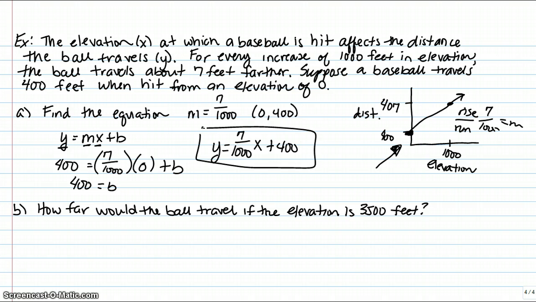That's the equation. We can use that equation to figure out the second part. How far would the ball travel if the elevation is 3,500 feet? Now remember, elevation is x, so they're telling me that that's the x, so we should just plug it in. So 7 over 1,000 times 3,500 plus 400. So I'm going to enter that into my calculator and find out what it is. Okay, so that is 424.5 feet. So that is how far our ball would travel.